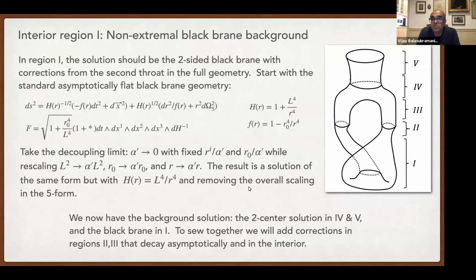We have a two-center solution in the regions 4 and 5, and we have the black brane solution in region 1. If you compared the two-center solution deep in the interior and the asymptotic solution of the black brane, of course, they don't exactly match. So you need to find a way of sewing these together. The way we're going to sew these together is to add corrections in these regions 1, 2, and 3 in such a manner that the geometry smoothly goes from one thing to the other and continues to solve the equations of motion up to whatever order in perturbation theory we have the strength to work in.